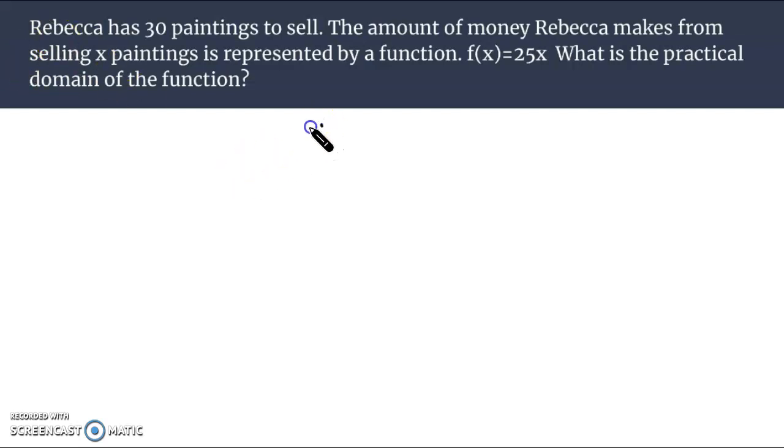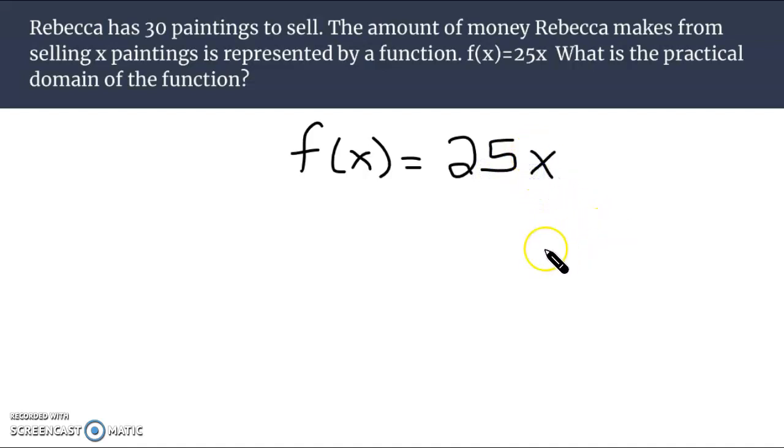Okay, well, we have this function here. From a pure mathematical standpoint, we can put any number we want in there: positives, negatives, whole numbers, zero, fractions, decimals, any number can go in. But in the context of the problem, we're only allowed certain ones. She has 30 paintings to sell. So she could sell 0, or she could sell all the way up to 30.